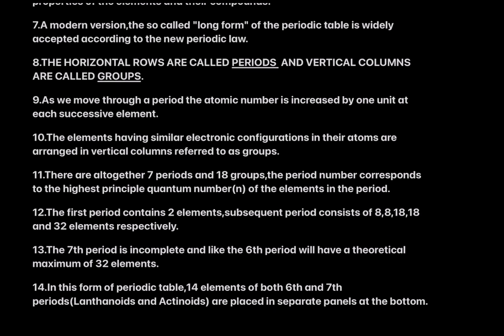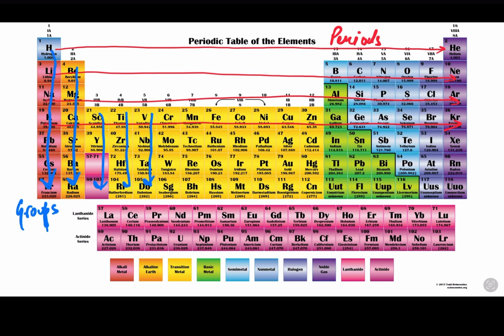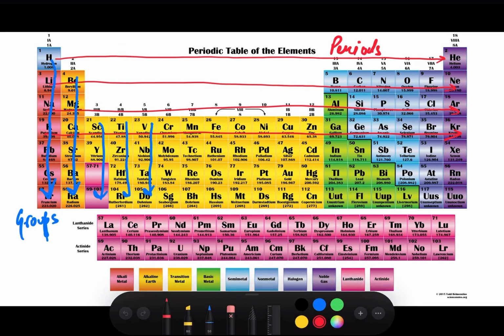The ninth point. As we move through a period, the atomic number is increased by 1 unit at each successive element. Now let's see this in the periodic table. Carefully examine the periodic table. Let's talk about a period. Let's start from lithium. Here the atomic number is 3, then 4, then 5. So the atomic number is increasing by 1 unit for each successive element in a period.